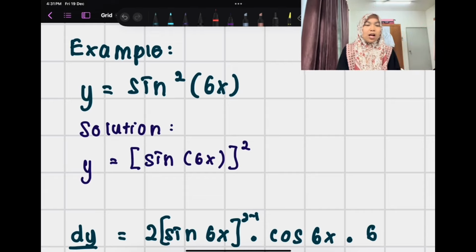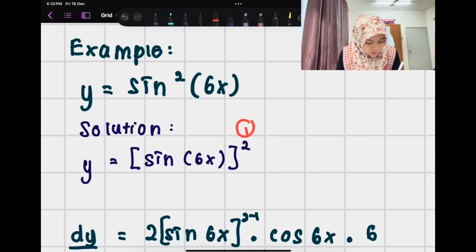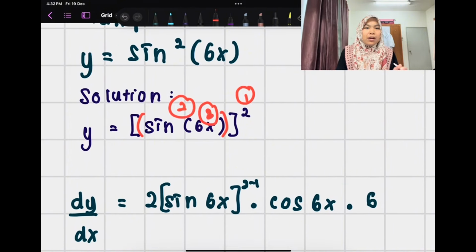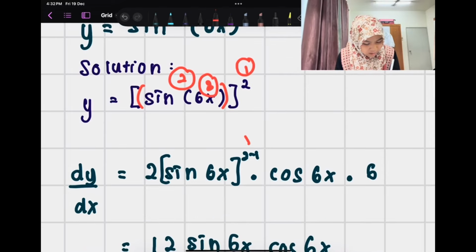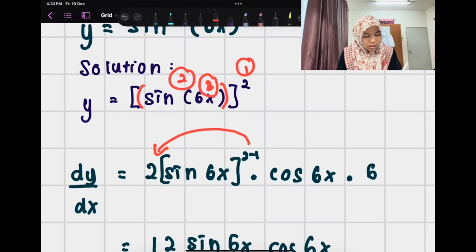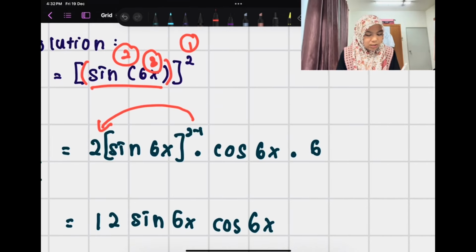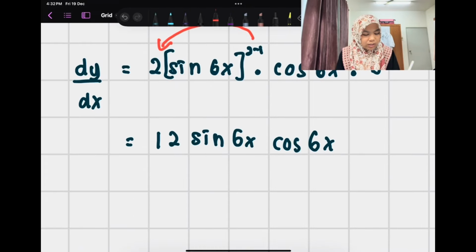So here is the example of the chain rule. First, we need to identify the outer function and inner function. Okay, this one is going to be number 1 function to simplify, this one is going to be number 2, and this one is going to be number 3. Okay, we simplify one by one. So the function goes to here, and it will be 2 sin 6x, and this sin 6x will be cos 6x, and 6x will be 6. And we simplify, we get the answer.